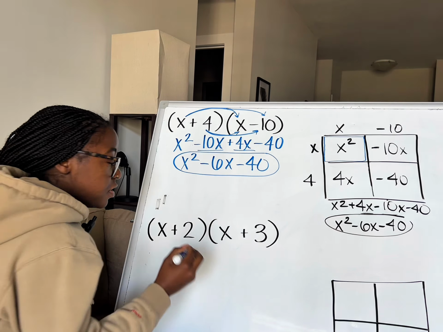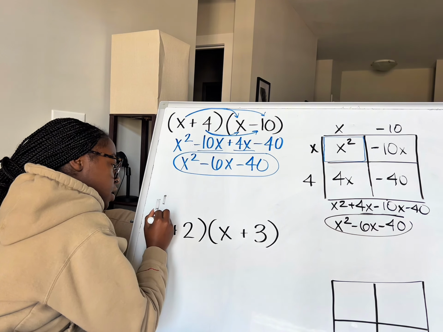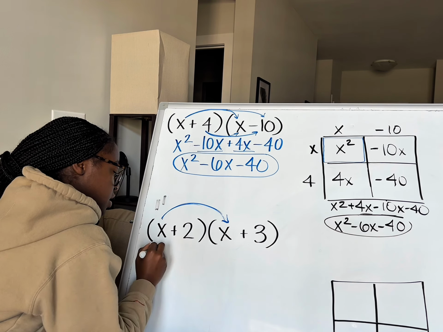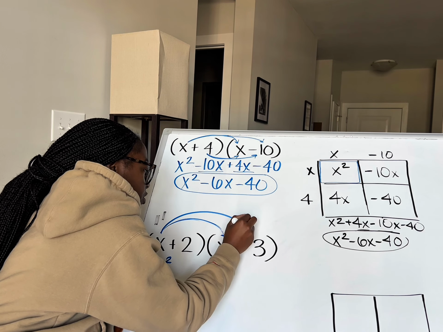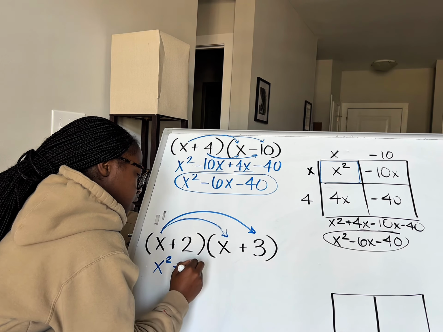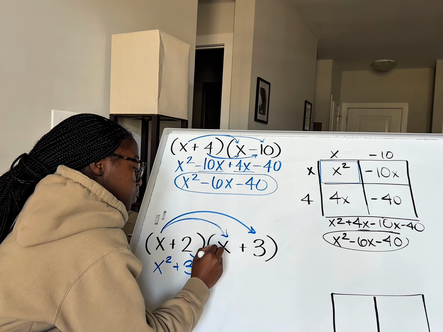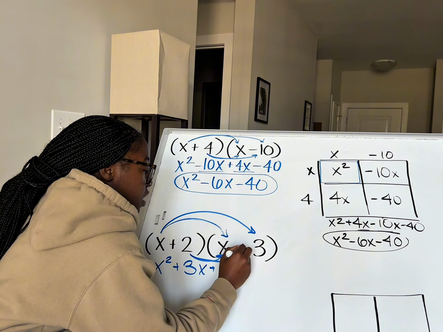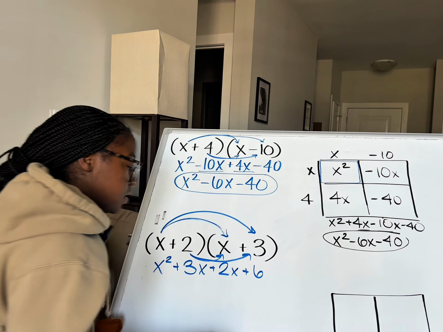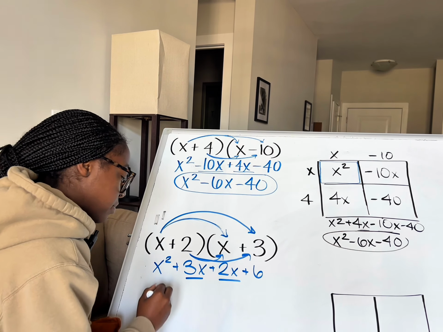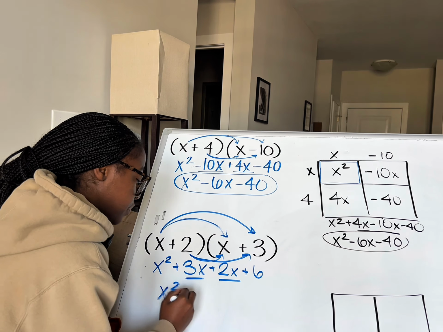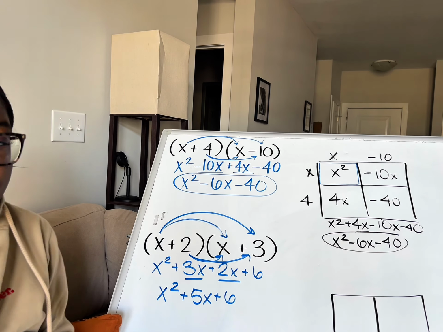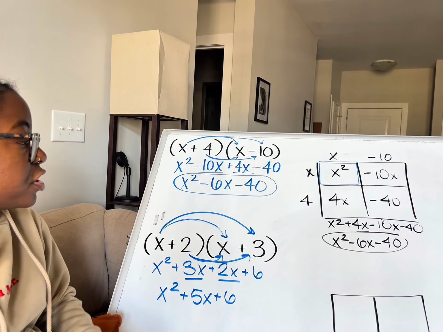So I'm going to distribute the x to all my terms over here. X times x is x squared. X times 3 is positive 3x. 2 times x is positive 2x. And then 2 times 3, positive 6. Combine my like terms in the middle. X squared plus 5x plus 6. Okay, so that's it. You're just distributing.